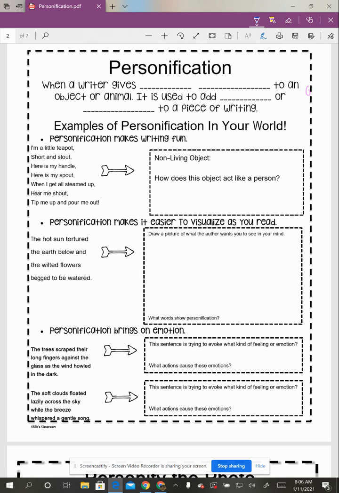All right, today we're going to talk about personification. Now, personification is a kind of figurative language. We're going to start talking about lots of different kinds of figurative language, what those look like, how they're used in writing, and how a lot of times what we talk about with figurative language is that it's not necessarily literally saying what we mean.